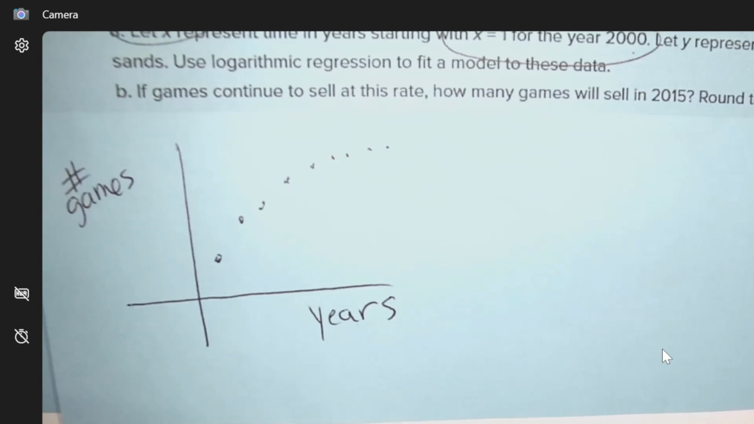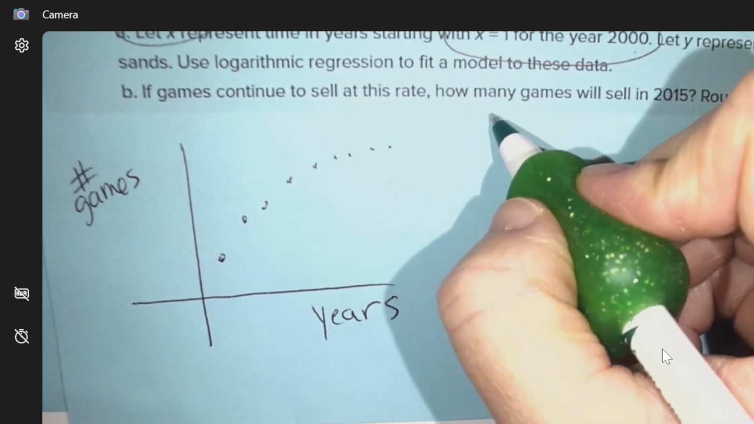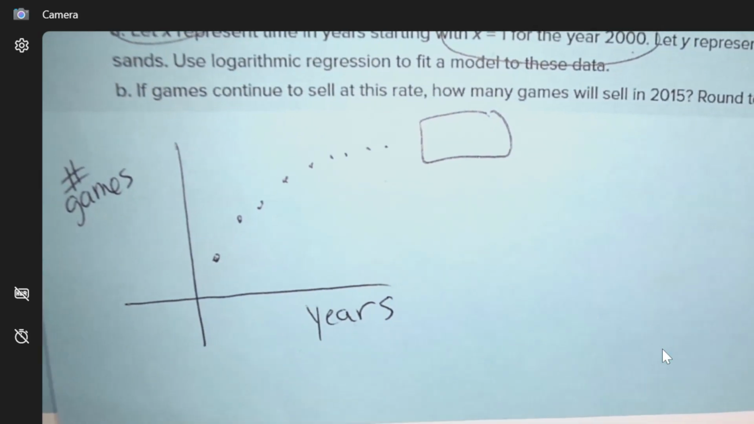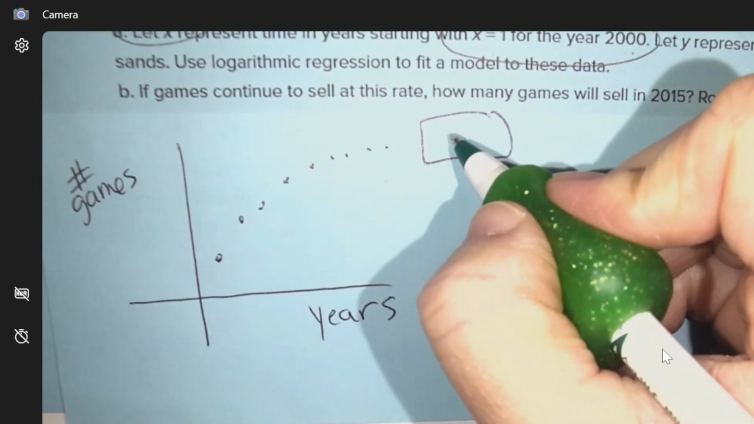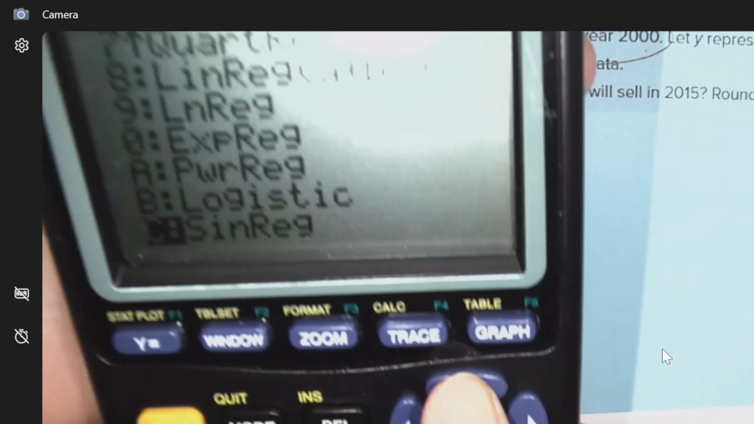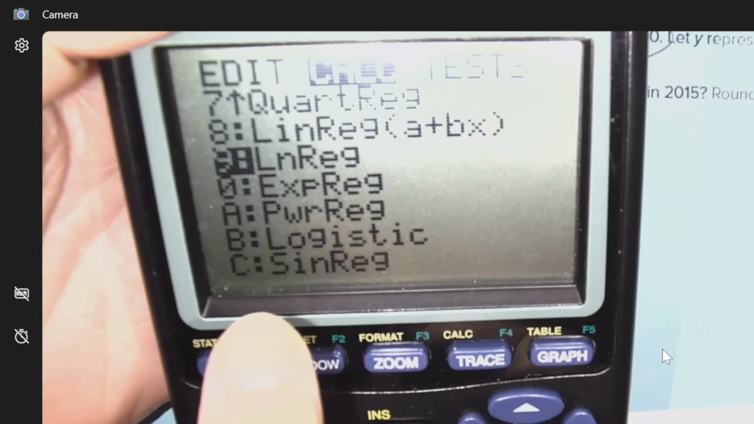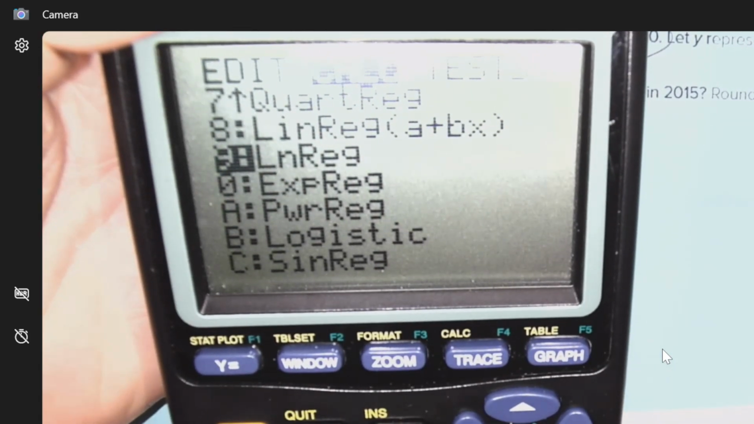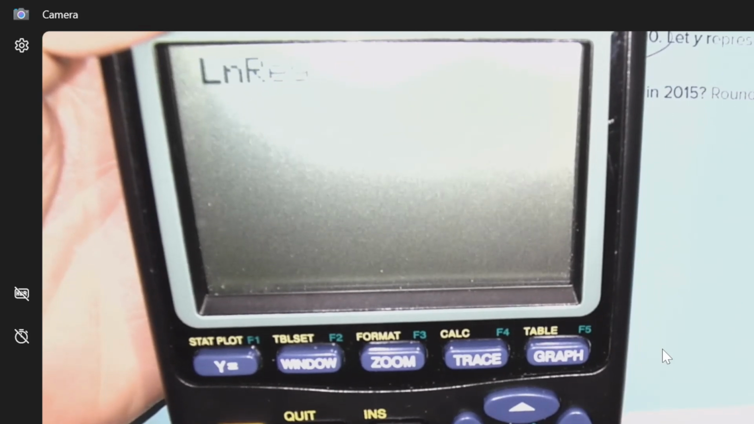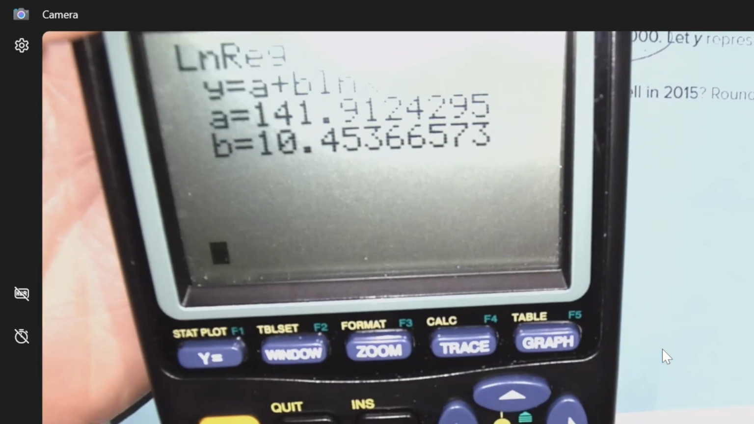So this is my plot. What are you thinking? What kind of shape is it making? We got two options. Is it an exponential shape or a log shape? It's a log shape. So we're going to go stat calculate. Remember that ours doesn't do log. It does ln, natural log. For you French immersion, the log au naturel. The ln, log, that's how I always remember it.